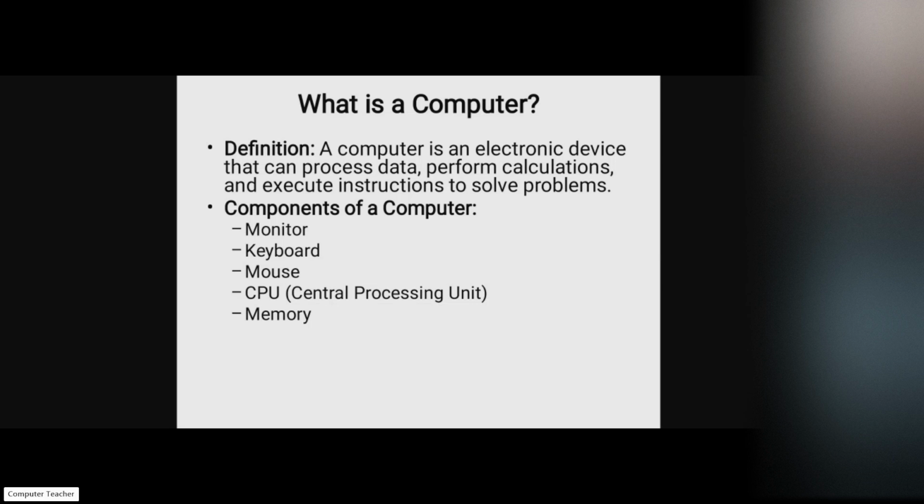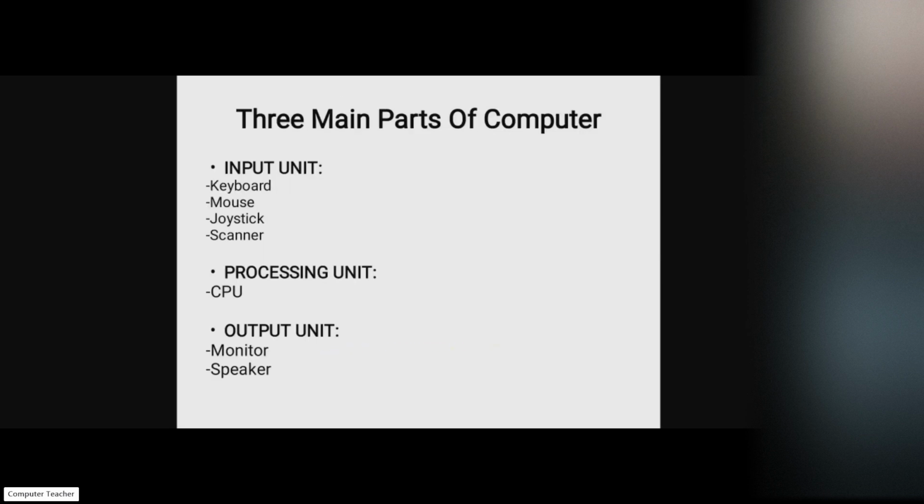The components of a computer, as you all know, are the monitor, keyboard, mouse, CPU, memory, etc. The CPU is the central processing unit; the abbreviation stands for central processing unit. The three main parts of a computer are the input unit, processing unit, and output unit. The input unit is whatever we give from the user side, whatever input we give, it is known as the input unit. For example, the keyboard.